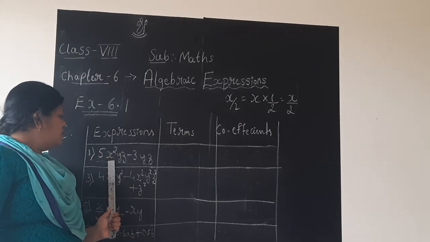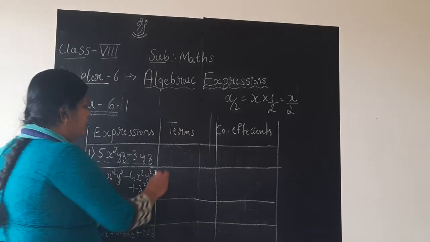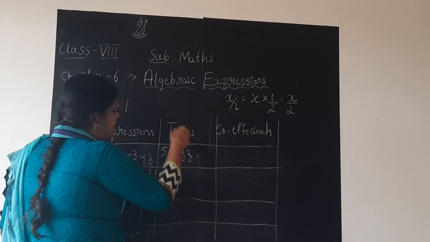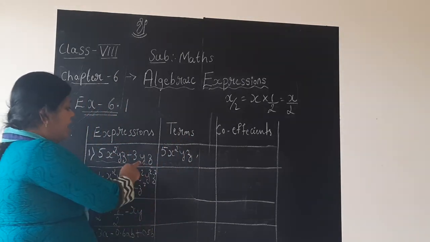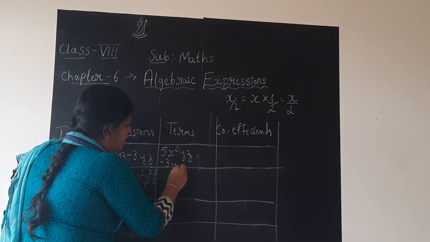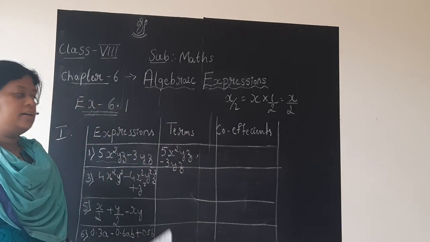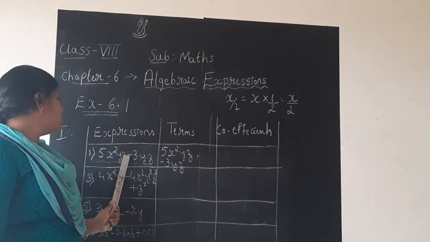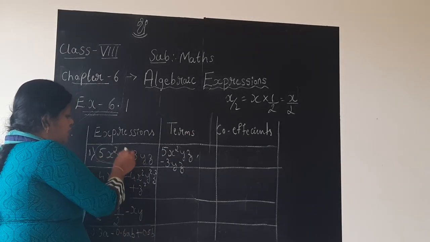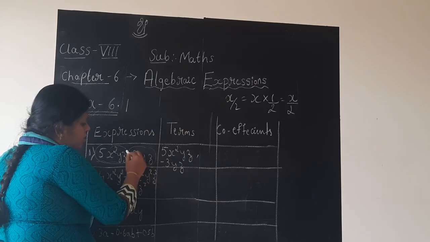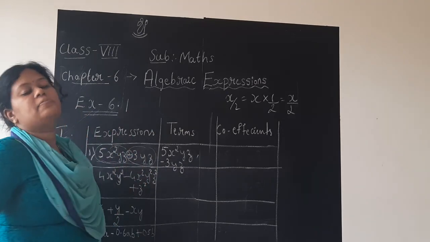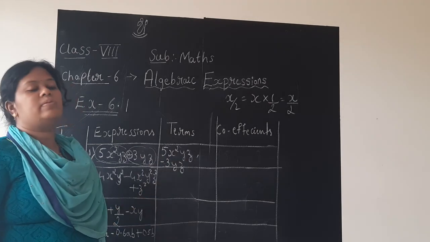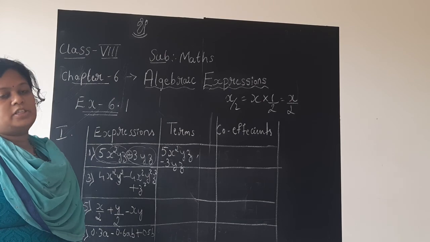So now first term is 5x square yz. So let me write it. 5x square yz is the first term and minus 3yz is the second term. Minus 3yz you should write and not just 3yz, because this is one term, this is second term, means along with its sign you should consider the number. So plus 5x square yz and minus 3yz are the terms for the first expression.